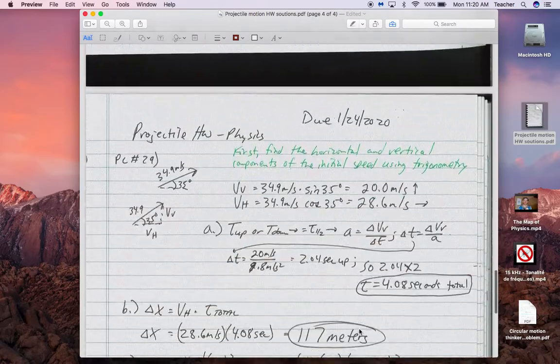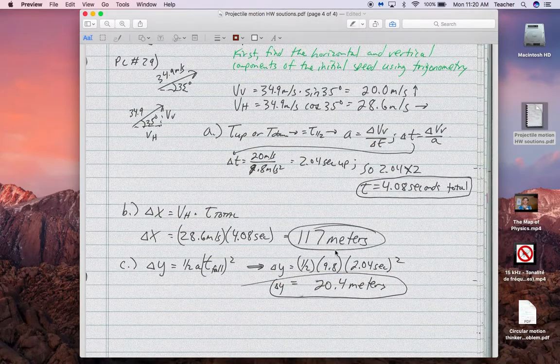The final problem, so once again I'm going to find the horizontal and vertical components of my angle launch projectile. That's about 20 meters per second up, 28.8 meters per second sideways. Use the same trig functions I used before. So time up or time down is half the total time. And I know that acceleration is change in vertical velocity over time, so time is change in vertical velocity over acceleration.